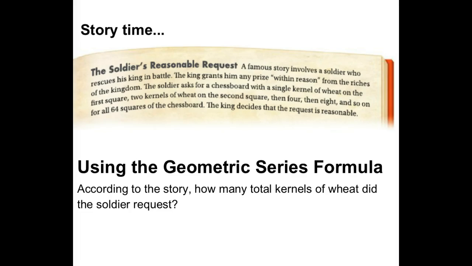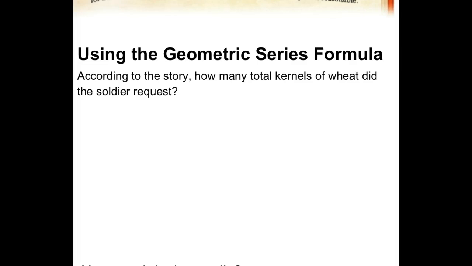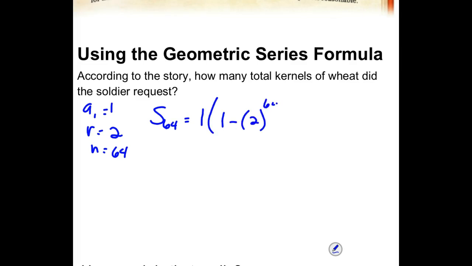Is this geometric? Yes. All right. So you know the things that we have to know for our formula. Go ahead and talk as your groups. How many kernels of wheat did he want? All right. So of the things that we need, first term is 1. R is 2. N is 64. So you summed all 64 little squares of the chessboard. First term times 1 minus r to the 64th power over 1 minus r.